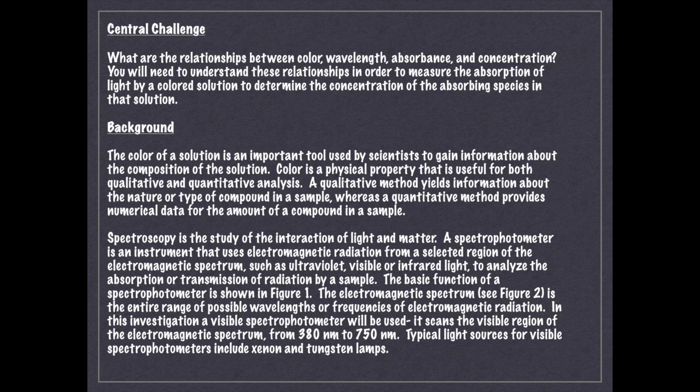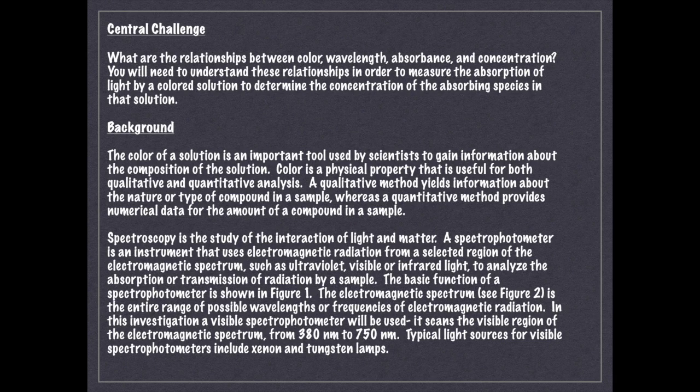Spectroscopy is the study of the interaction of light and matter. A spectrophotometer is an instrument that uses electromagnetic radiation from a selected region of the electromagnetic spectrum, such as UV, visible (in this case, what we're going to use), or infrared, to analyze the absorption or transmission. We're going to be looking at absorption of radiation by a sample. The basic function of a spectrophotometer is shown in figure 1. All right, and we'll look at that in 1 second.